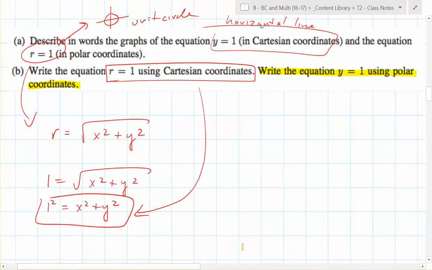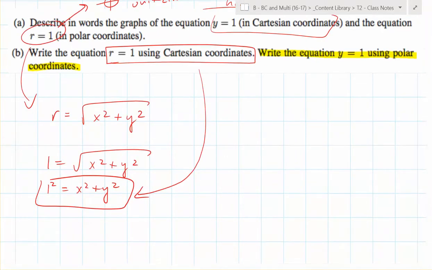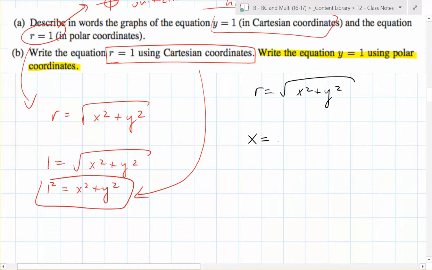Do you remember what the relationships we know are? What were those key relationships? We know that r is equal to this, right? That might be helpful. But we know that x is equal to what? r cosine theta. And what does y equal? r sine theta, right? But what does it tell us? y is equal to what? What does y equal, everybody?